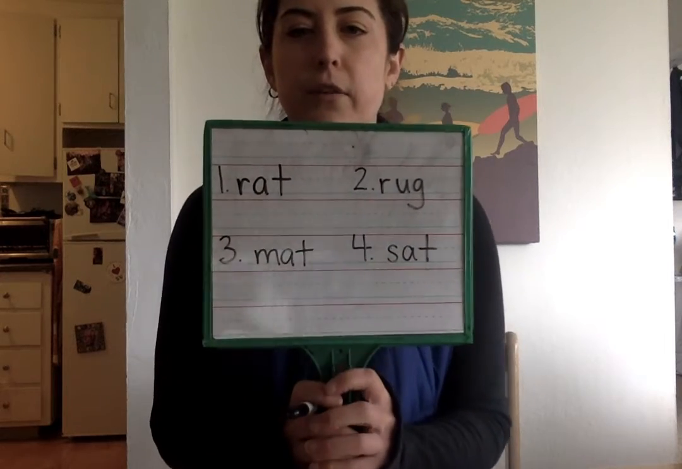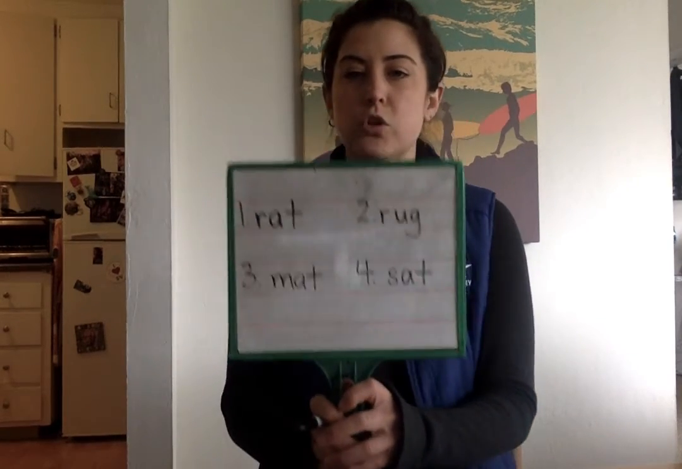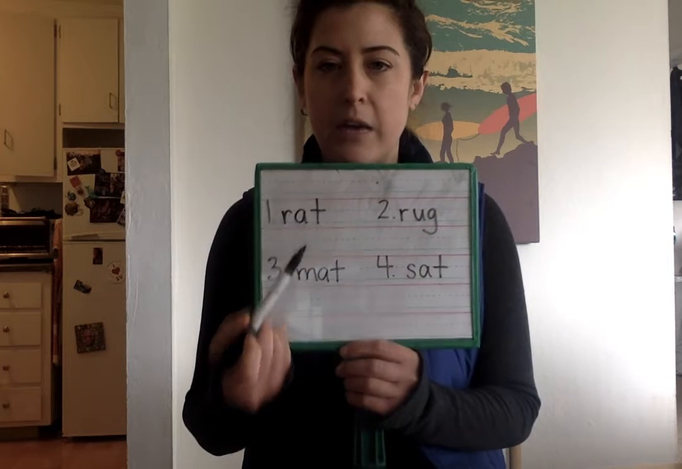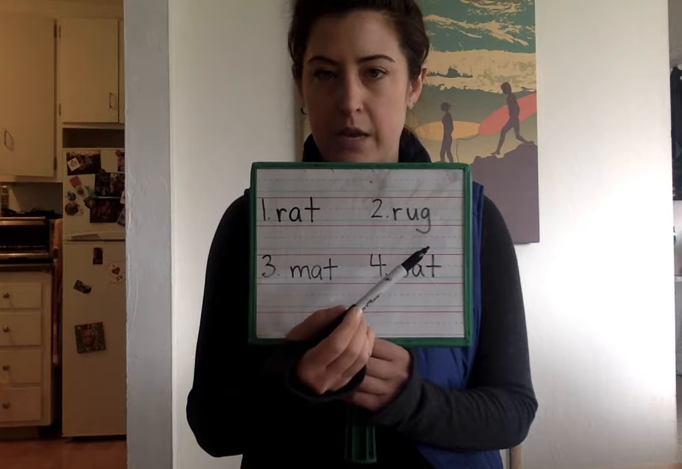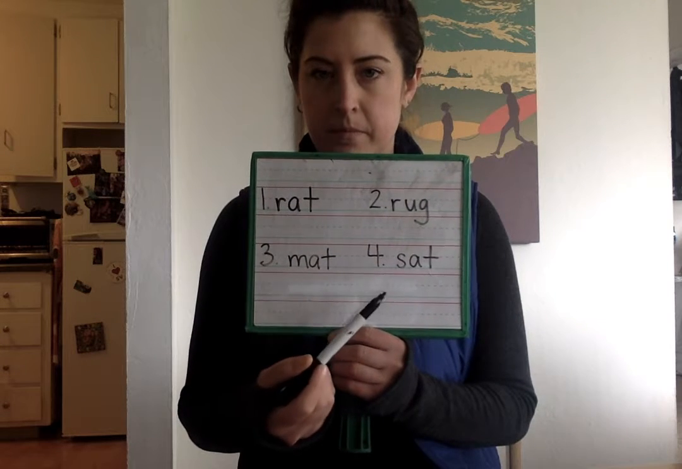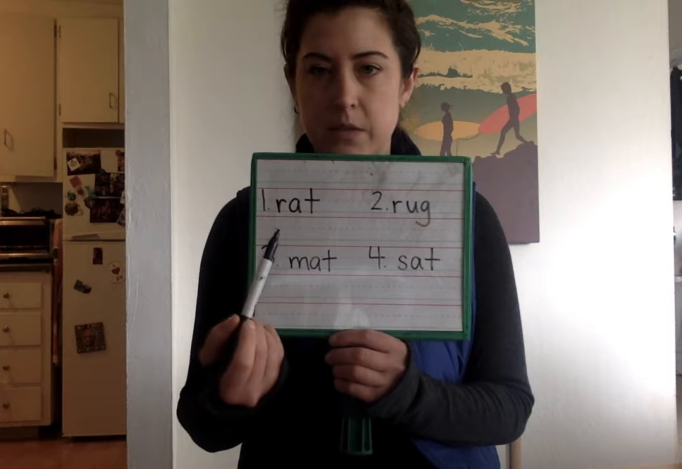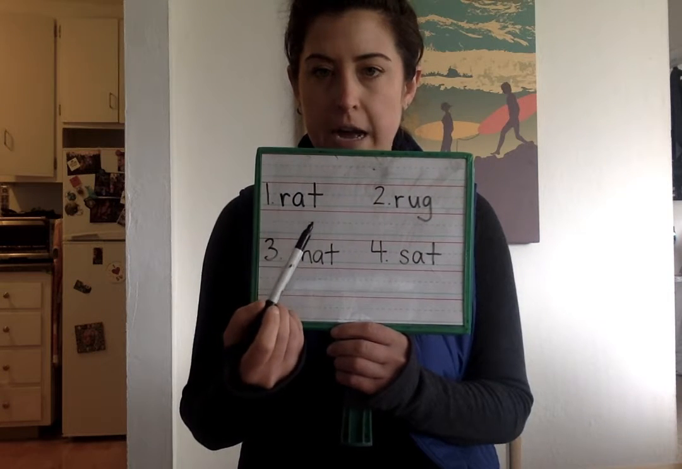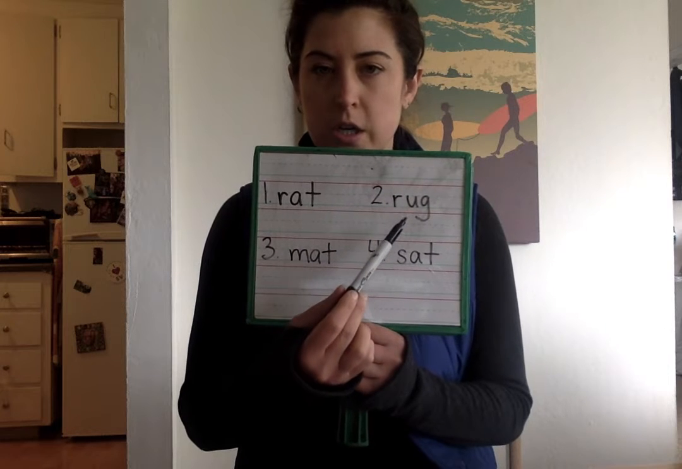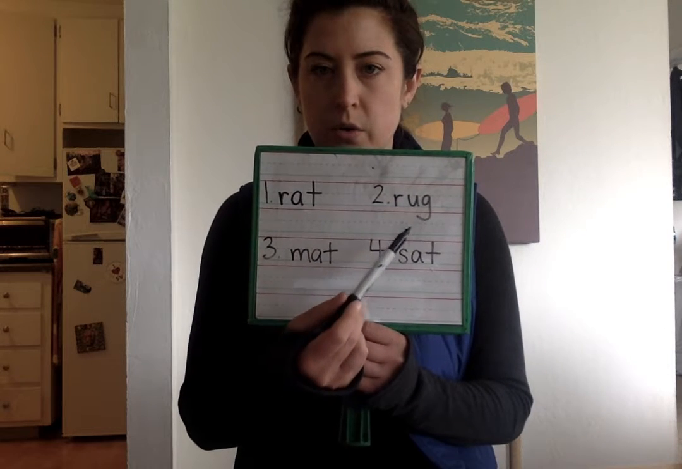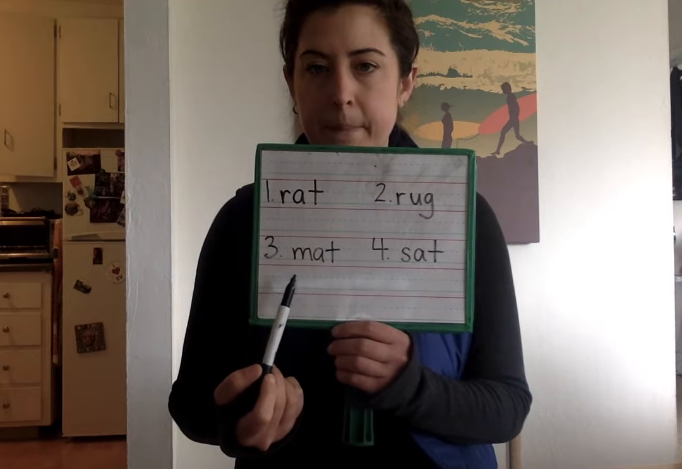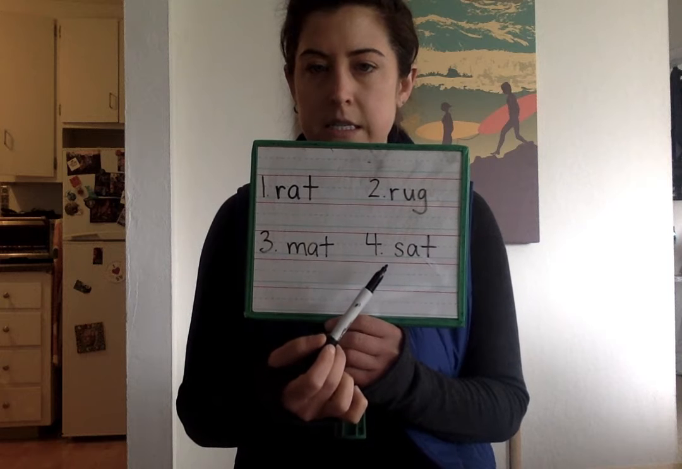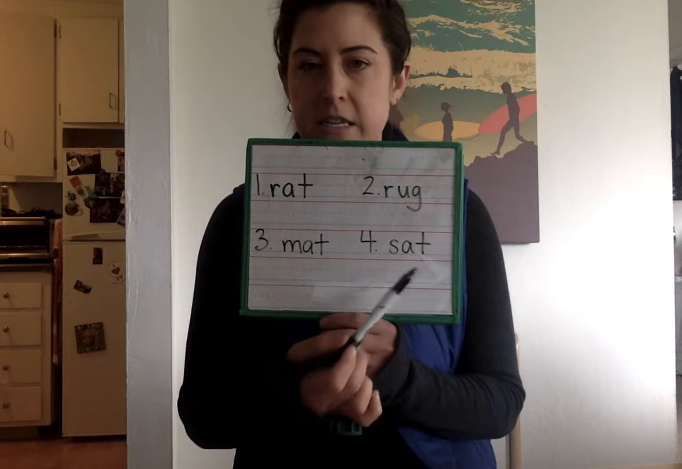Here they are, the 4 words. Which one does not belong? Think about why it wouldn't belong with the other 3. So let's sound these words. Rat, rug, mat, sat.